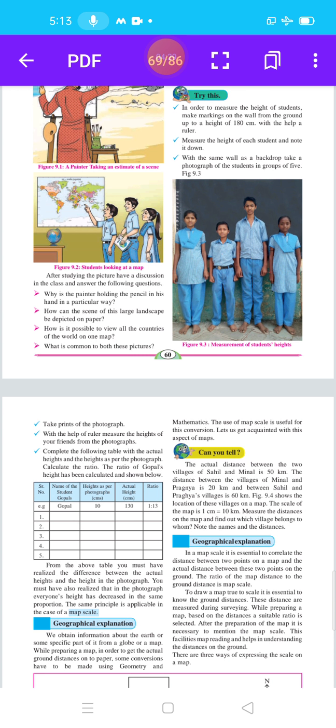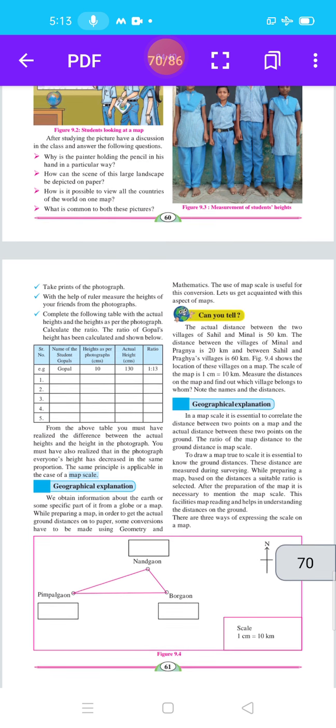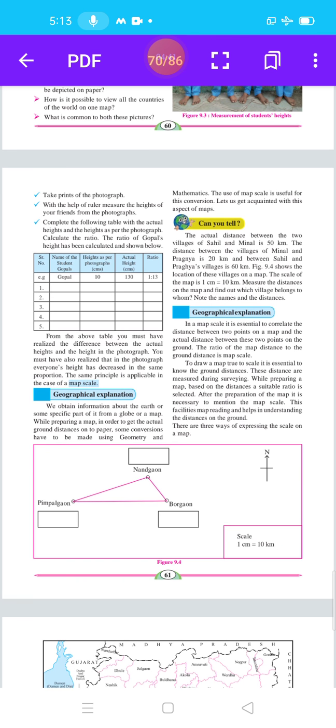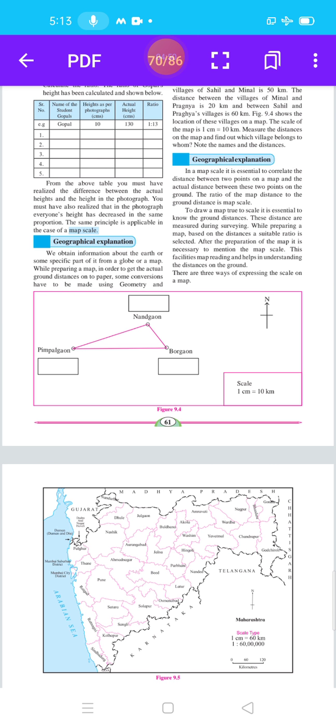What is the scale? 1 centimeter means 10 kilometers. In this way, measure the distance on the map and find out which village belongs to whom. Note the names and distances. Here is figure 9.4 with Pimpalgaon, Borgaon, Nangaon. Here 1 centimeter is equal to 10 kilometers. You complete this picture with the help of this data.